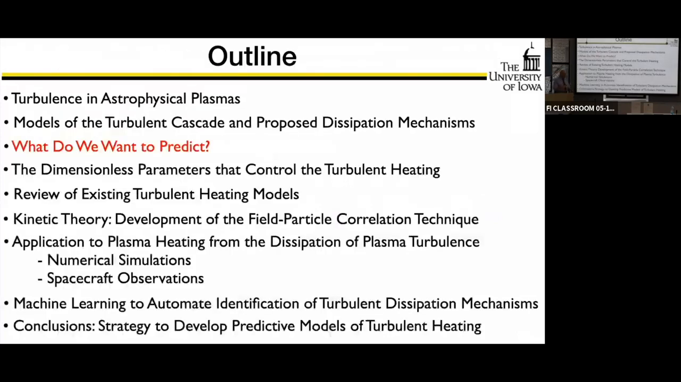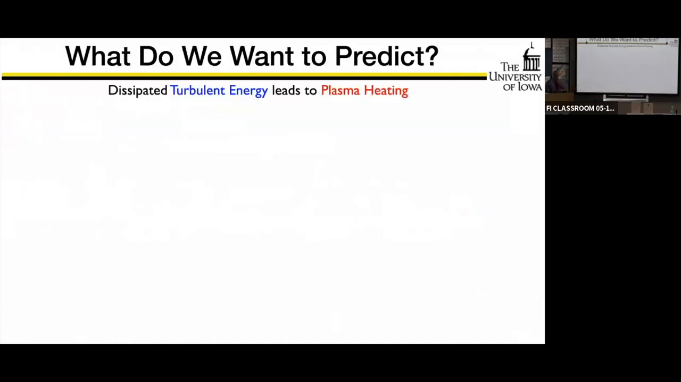So turning away from that, what exactly do we want to predict? I said we want predictive turbulent heating models. What is the information that we need? So we know that the dissipation of turbulent energy eventually is going to heat the plasma. So what is it that we want to know? So first of all, there's of course a rate of the dissipation of turbulent energy. And that should, if it's in some kind of a steady state, be equal to the turbulent cascade rate. So energy is injected in the turbulence, it cascades down to small scales, and it's going to be dissipated. So there's some rate of dissipation called Q.